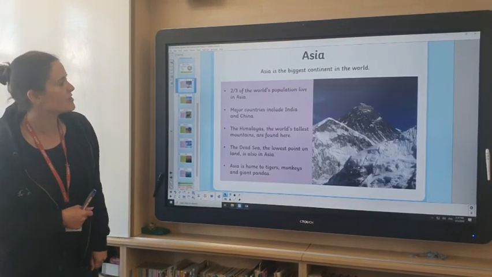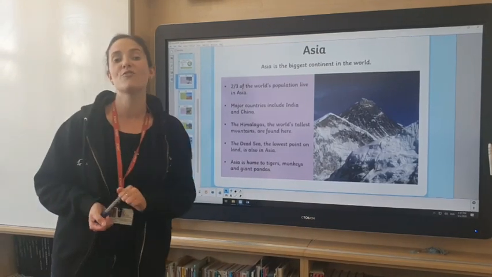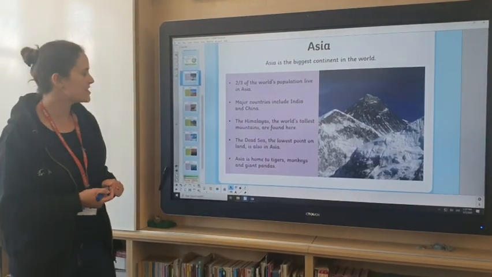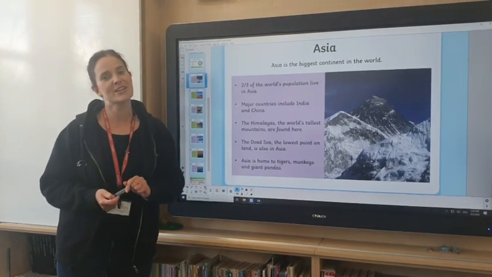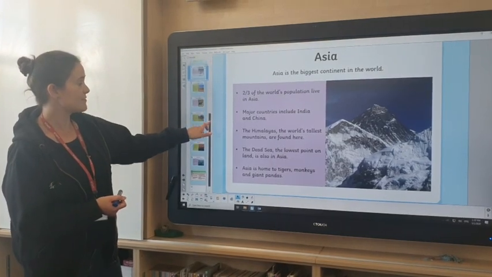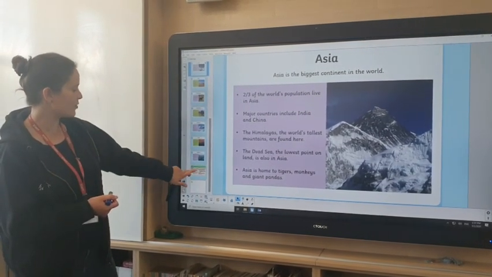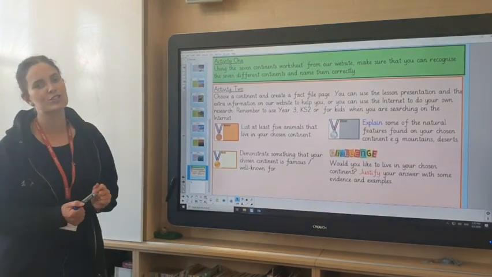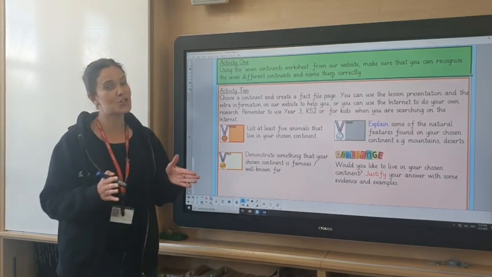What I've done for you here is put up a page of information about each one of the 7 continents. And it is really important that you read this information because you're going to need to use it for your activity this afternoon. Now, the activity I've put at the end of the presentation underneath all the information about the 7 continents. There are in fact 2 activities. The first one is quite short.